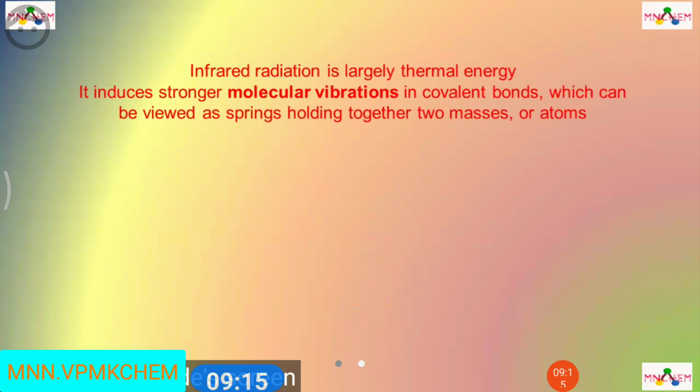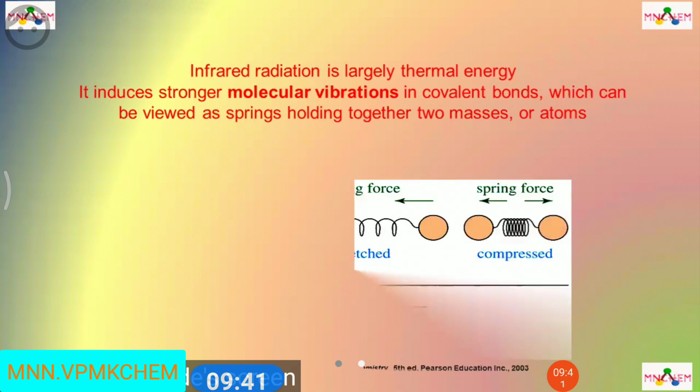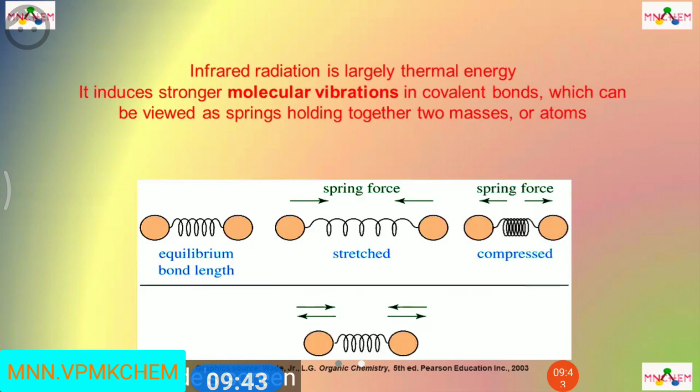Infrared radiations have thermal energy. Okay? And what do they induce? They induce molecular vibration in covalent bonds. We say that the molecules, or these covalent bonds, are considered as a spring attached with two masses or two atoms. So this can be depicted in this picture here. These covalent bonds are like the springs, whereas the atoms are the two masses attached to that spring.